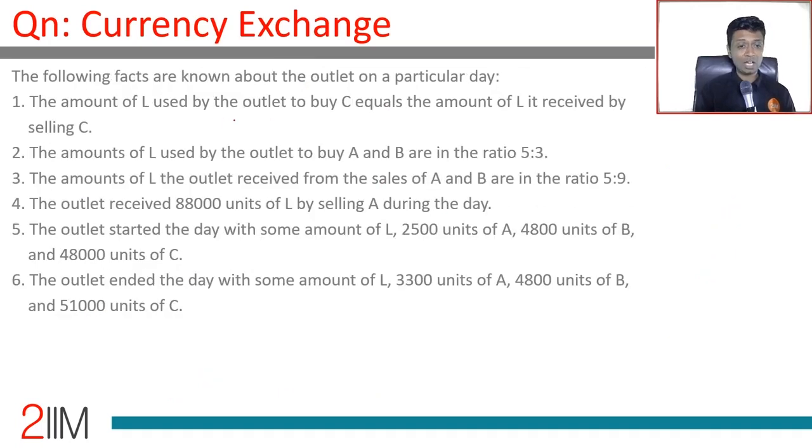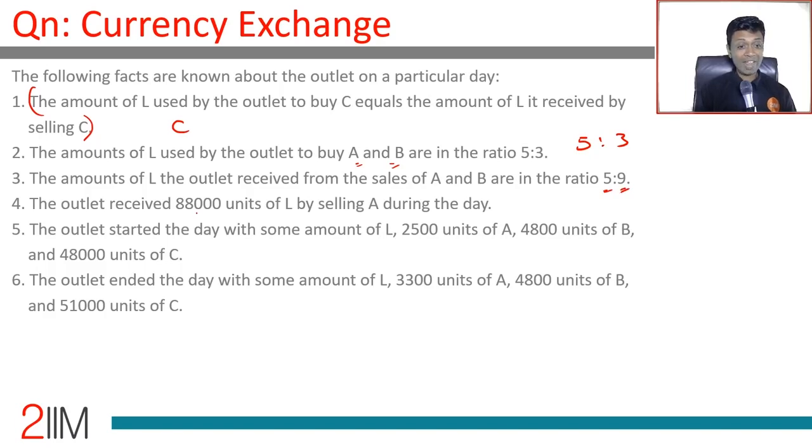The amount of L used by the outlet to buy C is the amount of L it received by selling C. Fine. So because of C, L does not change. The same amount is being bought. The amounts of L used by the outlet to buy A and B are in the ratio 5:3. The amounts of L the outlet received from the sales of A and B are in the ratio of 5:9.